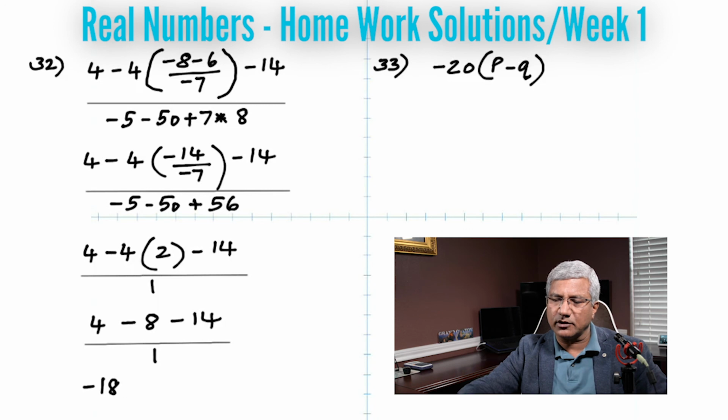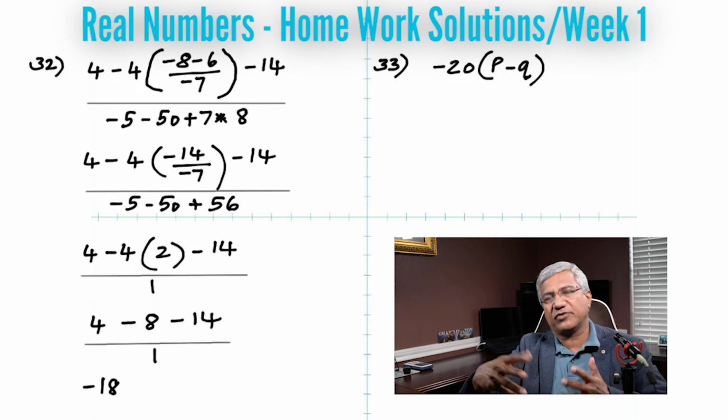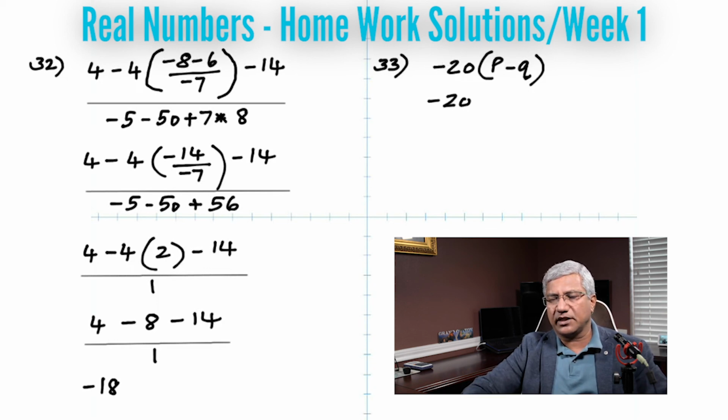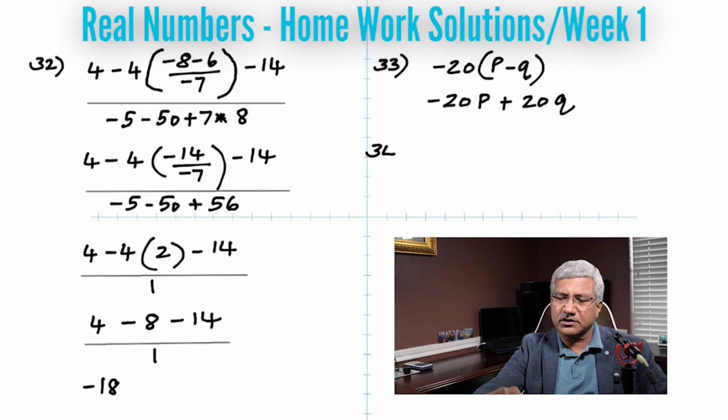And 33 is minus 20 parenthesis p minus q. So here you have to use the distributive law where you multiply the number outside with each one of them. So that'll be negative 20p plus 20q. Why plus? Because it's minus times minus is positive. Brings us to 34.